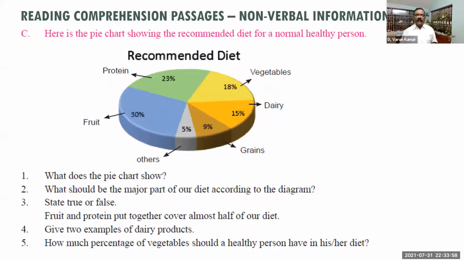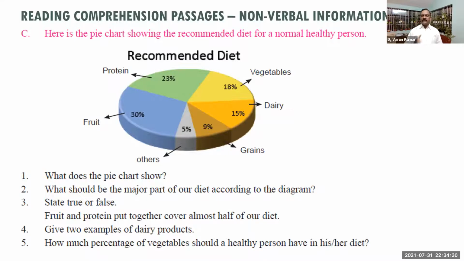So here it is reading comprehension of non-verbal information. So there is one kind of picture, whether it is a pie chart, bar diagram, or tree diagram, or some kind of table picture may be given. Even sometimes without all this data, just a picture may be given. So we have to answer the questions given after it. So what is this picture about? First, what does the pie chart show?